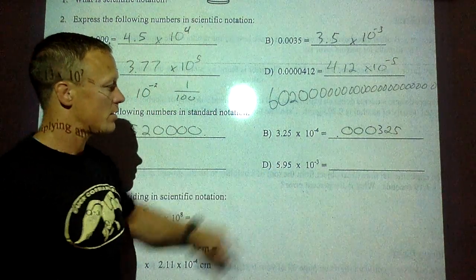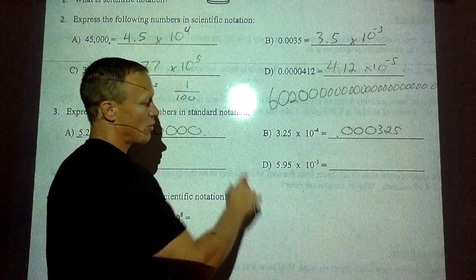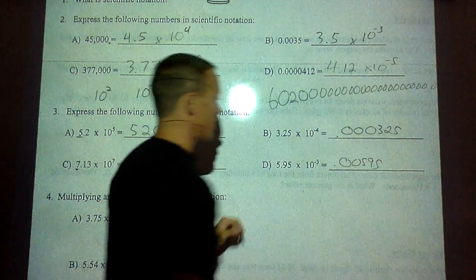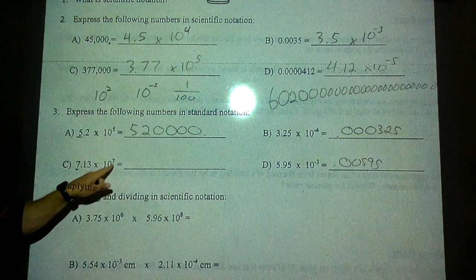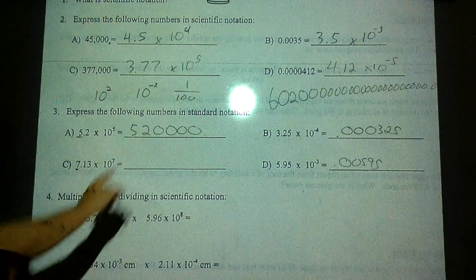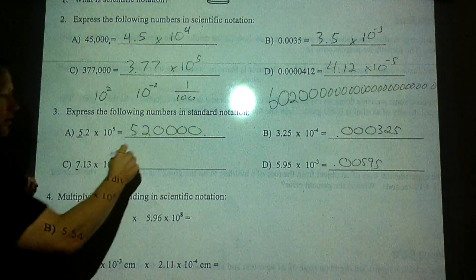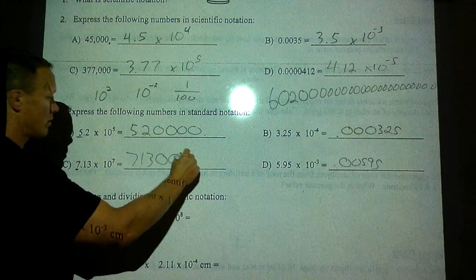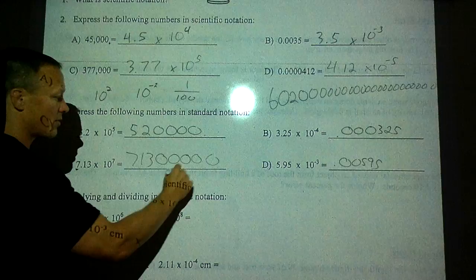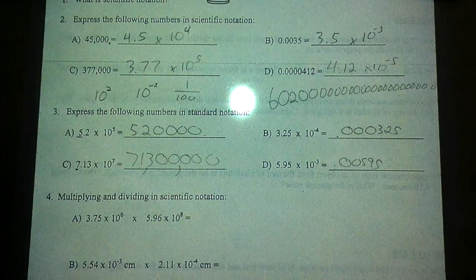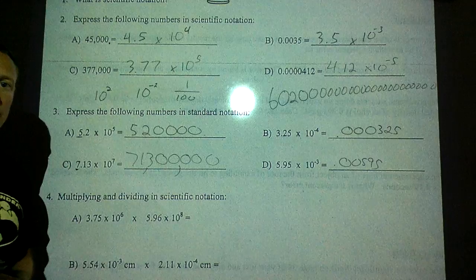Same thing here. Negative third power, so the decimal's going back 3 places, so it would be 0.00595. 10 to the 7th power, we're multiplying this by 10 7 times, so our decimal needs to go to the right 7 places, making it a much bigger number. So we have 713, that's 2 places over. 5 of them there. So it becomes 71,300,000. So that should be kind of review and pretty simple.